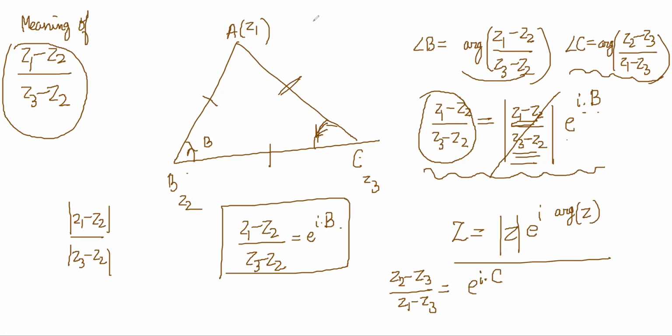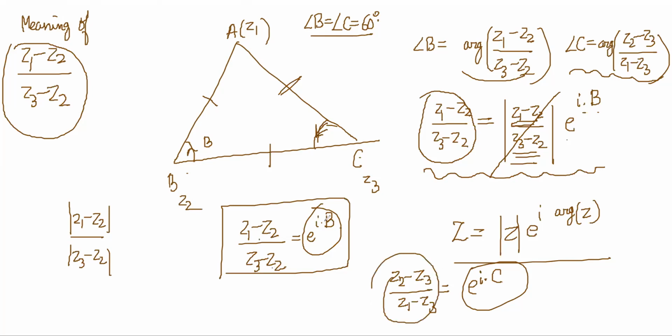But in an equilateral triangle, angle B is equal to angle C is equal to 60 degrees, right? So this has to be equal to this. So we have the condition that this is equal to this. So we can write (Z1 minus Z2) by (Z3 minus Z2) is equal to (Z2 minus Z3) by (Z1 minus Z3), right? So let's simplify it a little bit, multiply it across.